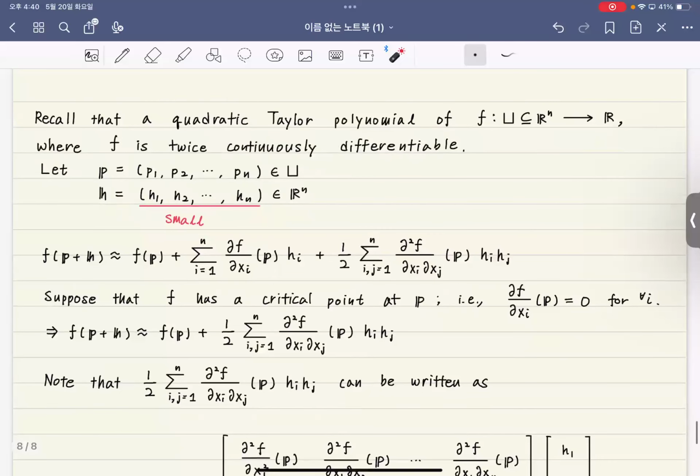Okay. I will be turning to multivariable Taylor calculus. Suppose that I have, so we will discuss the Taylor expansion of degree 2.